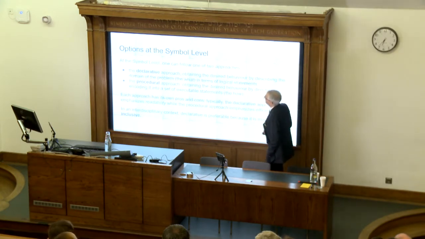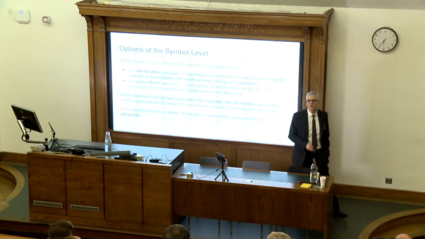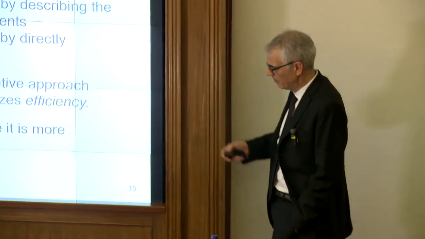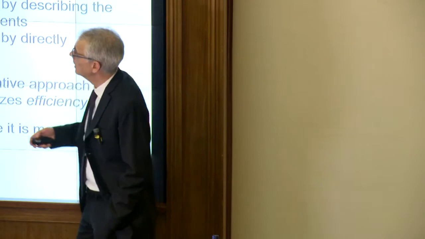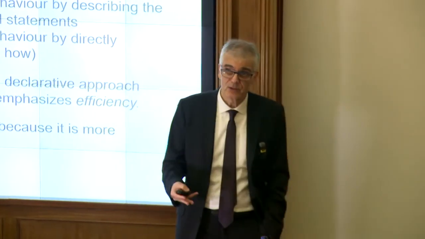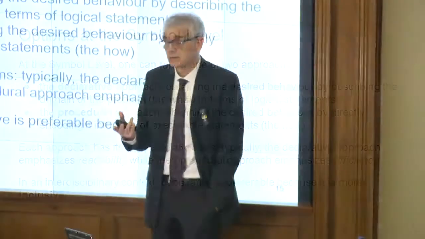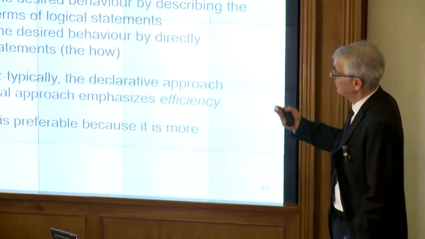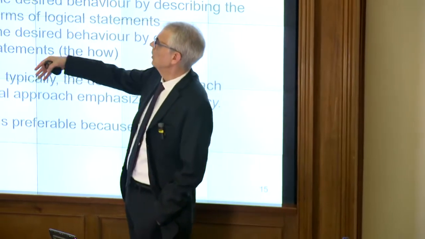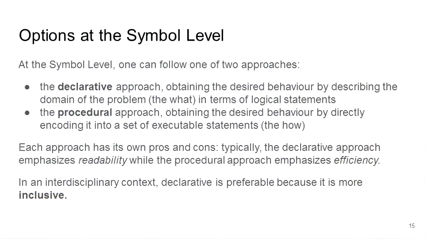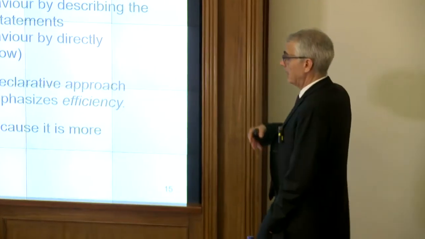So when we move to the symbol level, given that the knowledge is too large to be put in a box, and that knowledge is never to be characterized structurally, what are the alternatives? Well, this is the second ingredient of my recipe. There are two alternatives, roughly speaking. The declarative approach, in which the desired behavior of the system is obtained by describing the domain of the problem, that is the what, in terms of logical statements. That's why it's called declarative, because of our declarations of what the problem space is. And then the procedural approach, where the desired behavior at the symbol level is obtained by encoding it into a set of executable statements that implement the desired behavior.